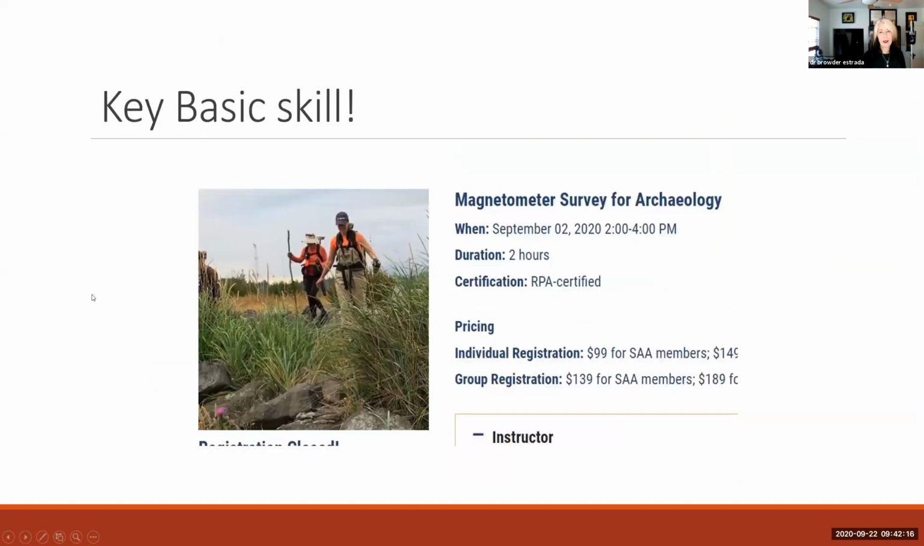And it's a key basic skill for archaeologists today. So for instance, here's some students and workers with the equipment. They're carrying some of it, and they're headed out to do some magnetometer investigation here.